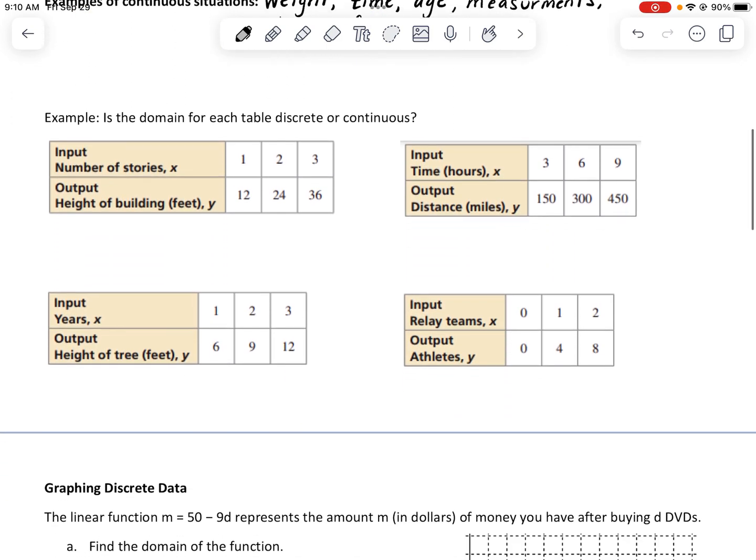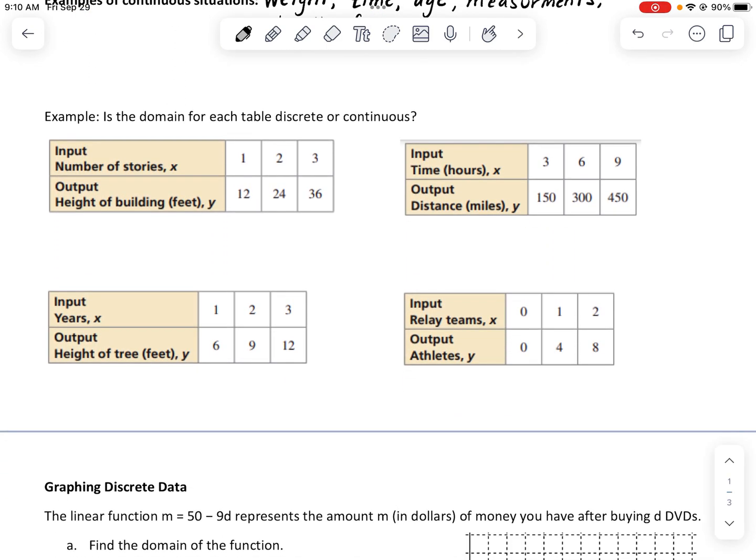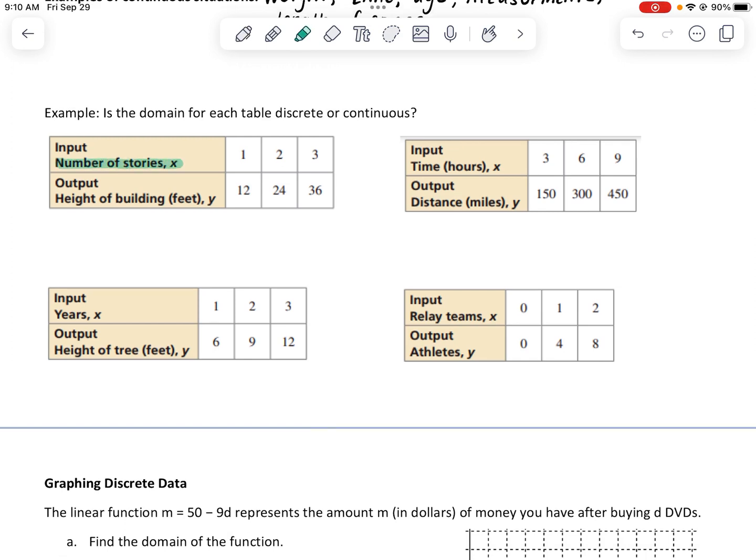So we're going to apply it to some tables. If I look at this first one, it says the X value is the number of stories and the Y value is the height of the building. Remember, we do this for the X values. This is really important. So the X value is the number of stories in a building. Is that discrete or continuous? I would say that this is discrete because I don't go up to the 2.5th floor of the hotel, right? We just go up to the first, the second, the third. So that is discrete, and it would help if I spelled it right. Let me fix that.